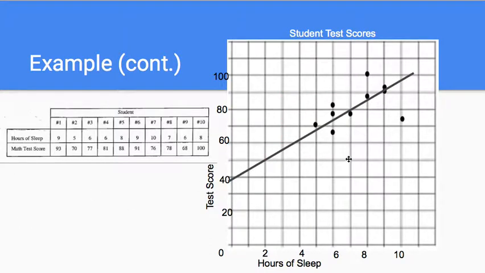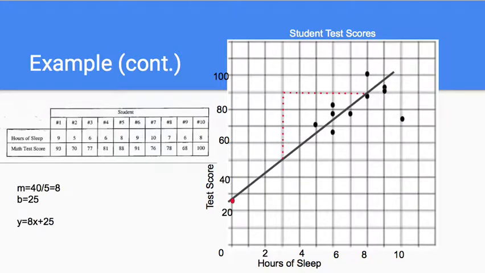Obviously on this other line, my slope and my y-intercept would be slightly different. I've got a slope of 10, 20, 30 over 1, 2, 3, 4, 5. So this would be a slope of 6, and my y-intercept is a little bit higher. So where you draw your line of best fit is going to adjust your equation. But I'm going to go with this: y equals 8x plus 25.